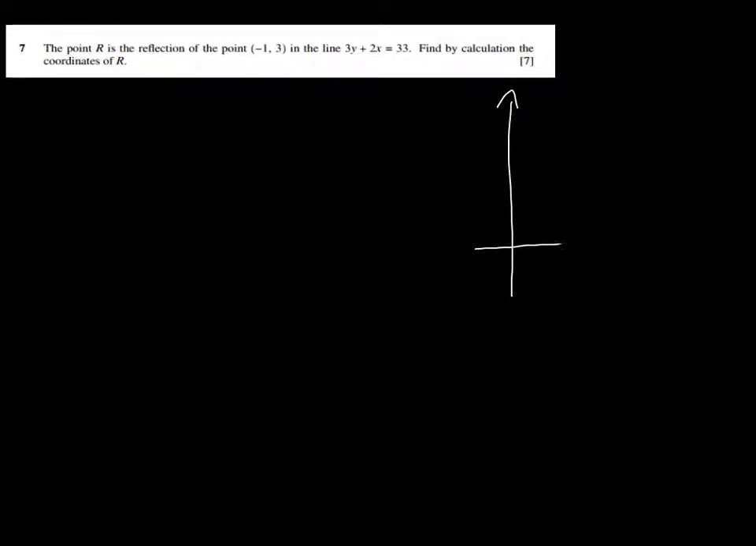So for example here, if I just quickly draw myself sort of a graph of the situation, I've got the point -1, 3, which is kind of over here somewhere. That's my point -1, 3. I've got this equation which is 3y plus 2x equals 33.